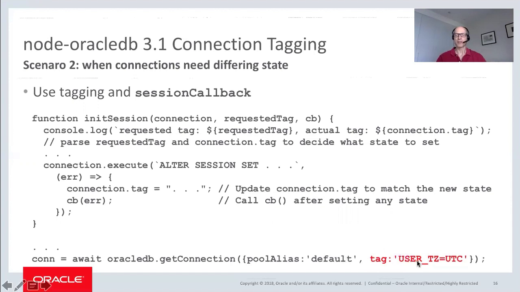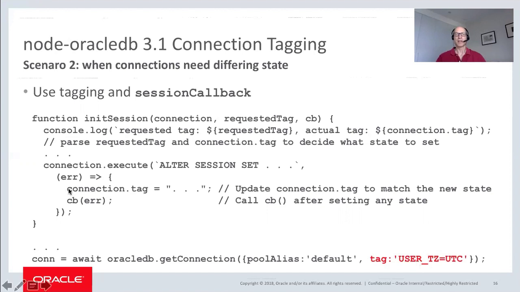If it doesn't have a matching tag, if there wasn't one available with a matching tag, if there was a brand new connection or the connection pool was fully in use, had been fully sized, and didn't have anything with a matching tag available, then init session would be called. And you get effectively to see what tag the user wanted and what tag the connection actually has. You can do some parsing on this to work out the various properties which were set on that connection tag, and execute whatever statements to actually set your connection state.